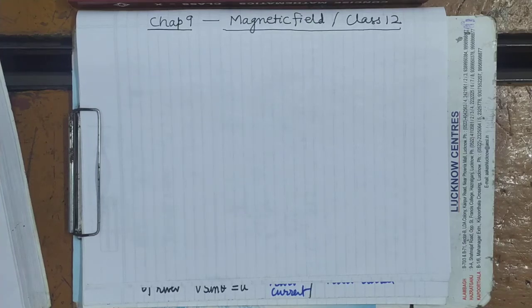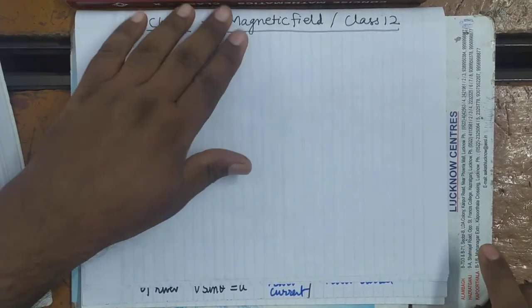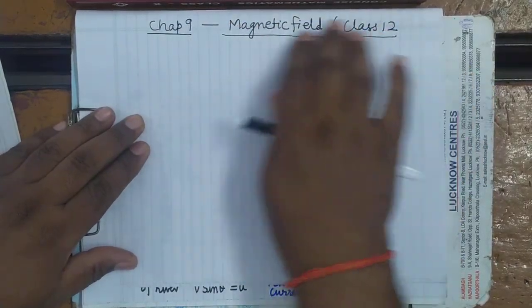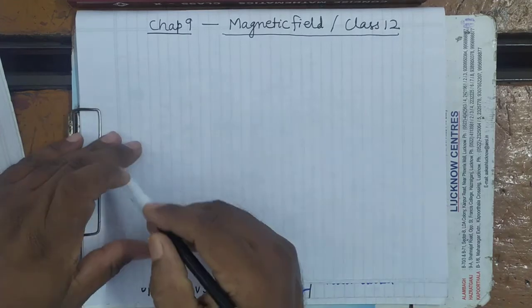Hello students, today I am going to begin chapter 9, which is magnetic field. Though most of the portion of this chapter I have already covered, the various things of this I have already taught to you. There is only one point which was left, but today I will do some revision of this chapter, means the topics which I have already taught, I will revise them.